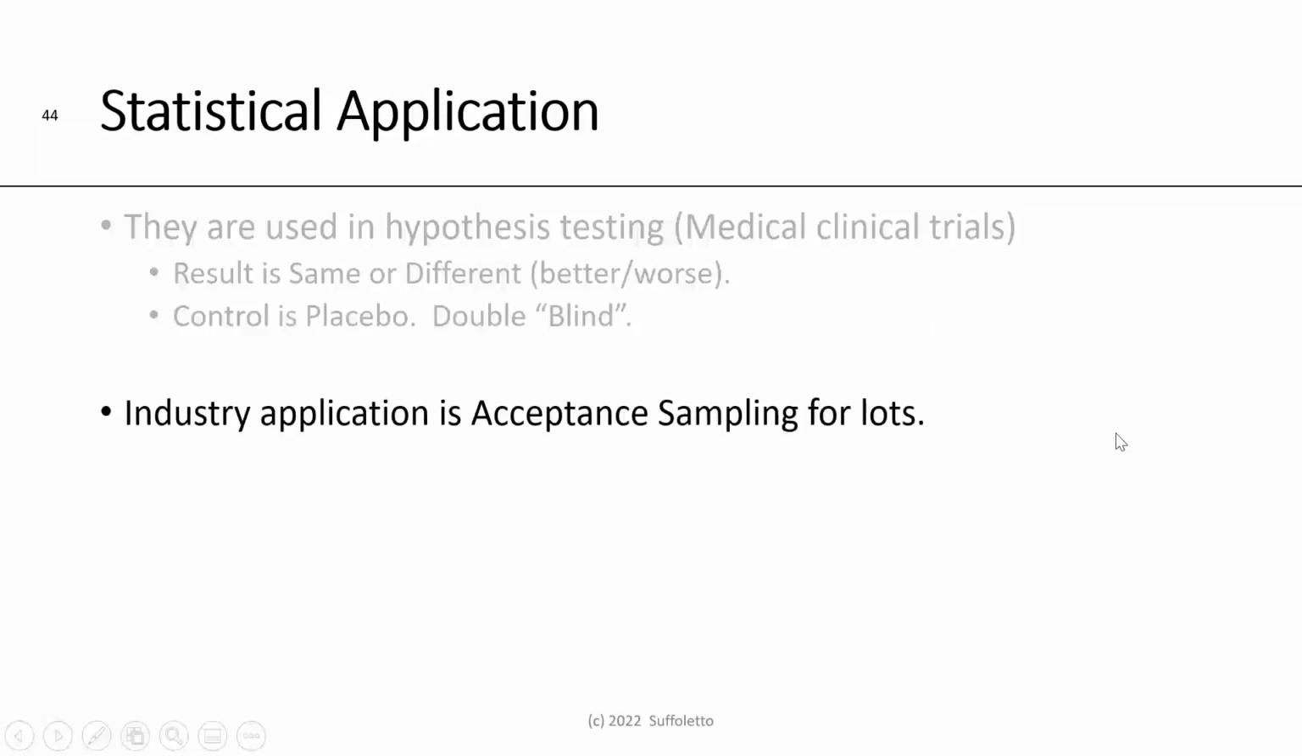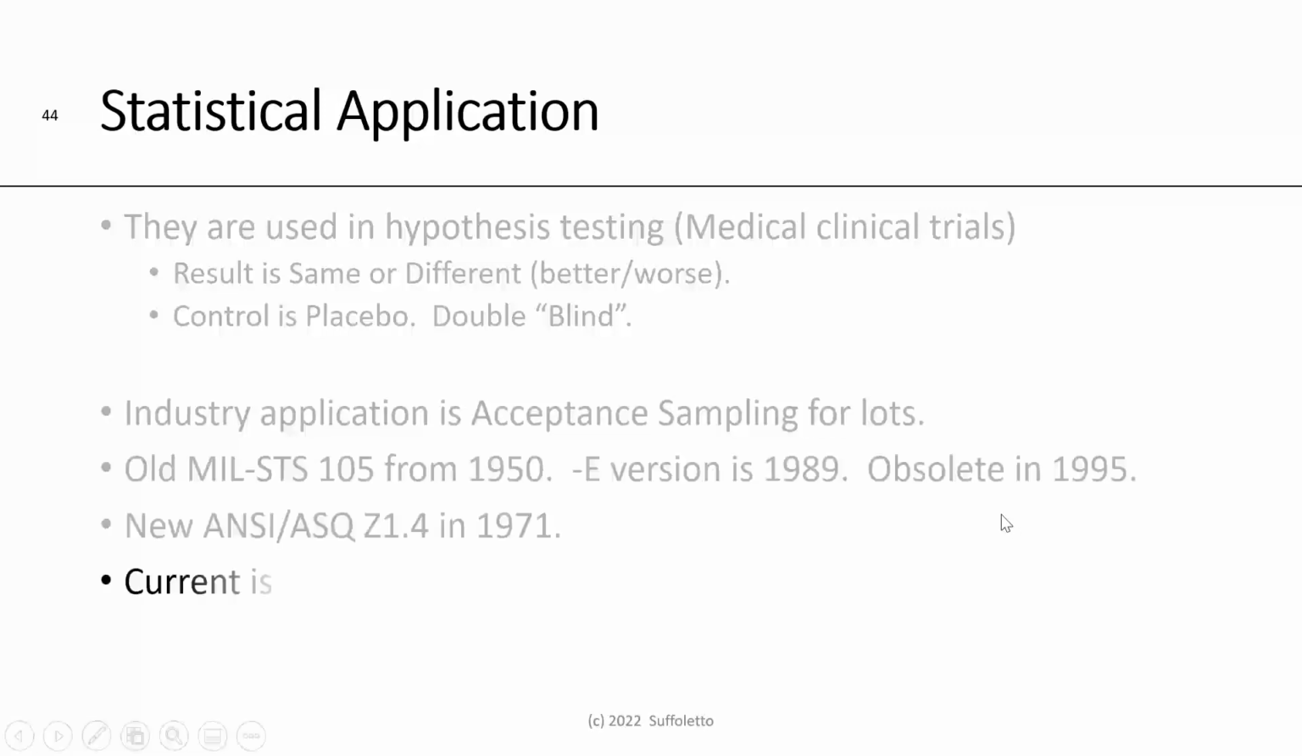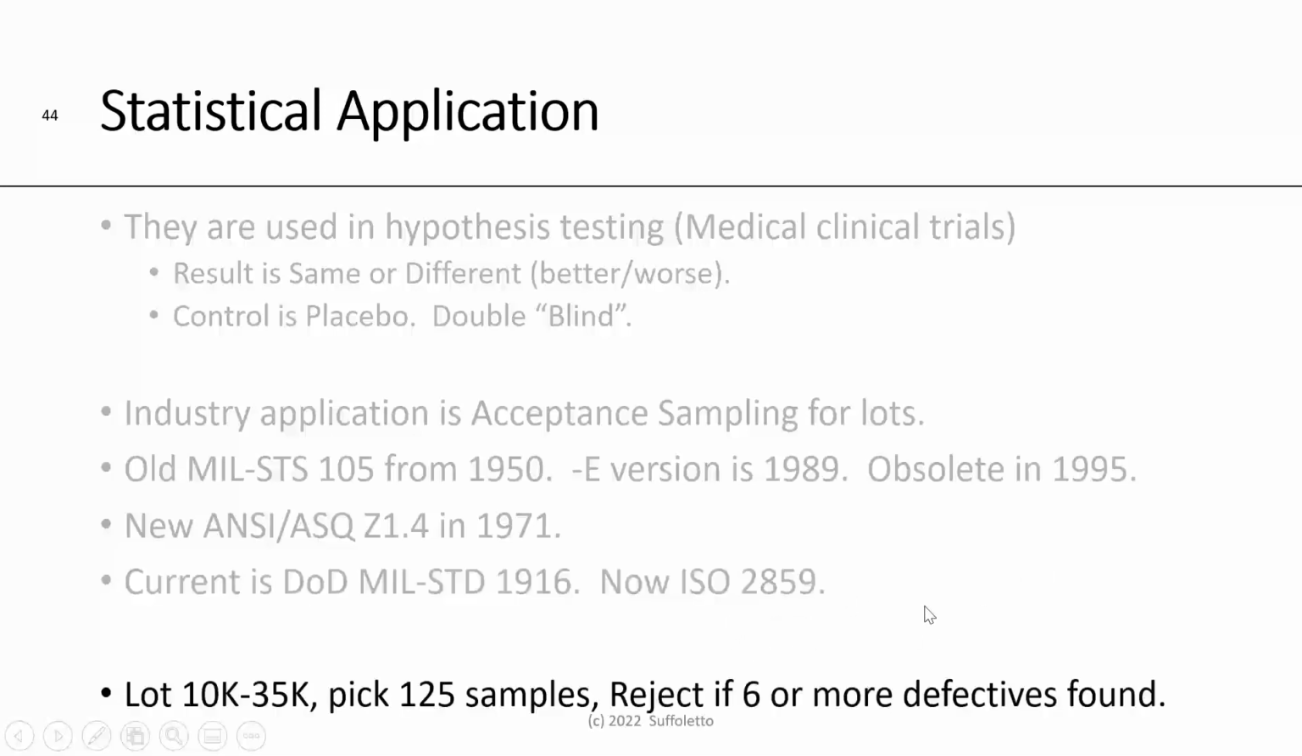So let's get more specific to our industry application here. When it comes to quality control and quality assurance, we have acceptance sampling. Today, it's now called ANSI for the American National Standards Institute, or ASQ for the American Society for Quality. Currently, it's a standard in ISO called 2859.